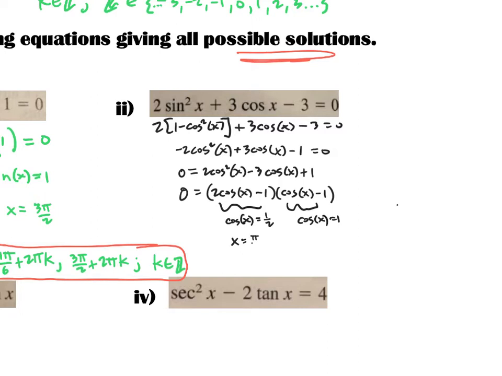Cosine is 1/2 at pi over 3, that's in quadrant 1, and 5 pi over 3, that's in quadrant 4. Cosine equals 1 at 0, or 2 pi. I'm going to put 2 pi here just to have a nice number there instead of 0. And I'm going to find all possible solutions. My possible solutions would be pi over 3 plus 2 pi k, 5 pi over 3 plus 2 pi k, and 2 pi plus 2 pi k, where k is in the integers. Outstanding. Okay, let's look at the next one.